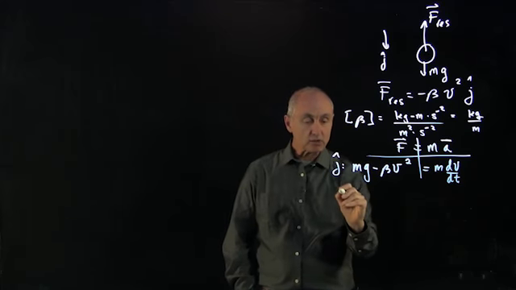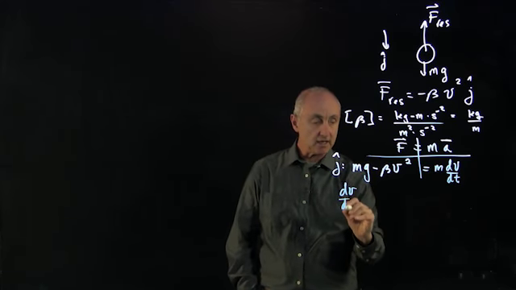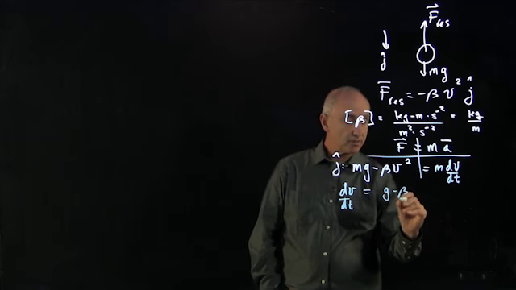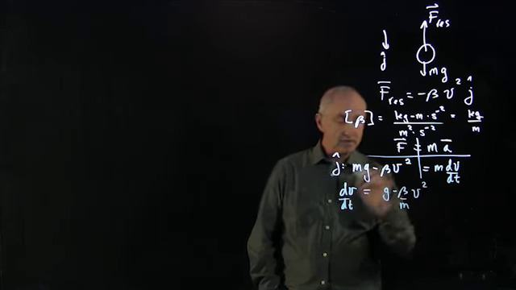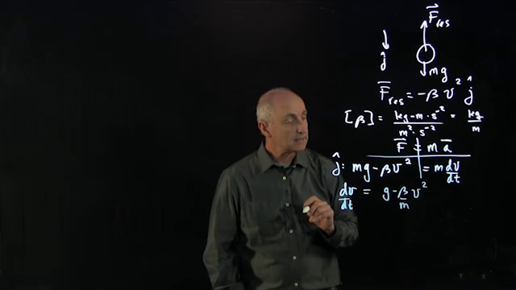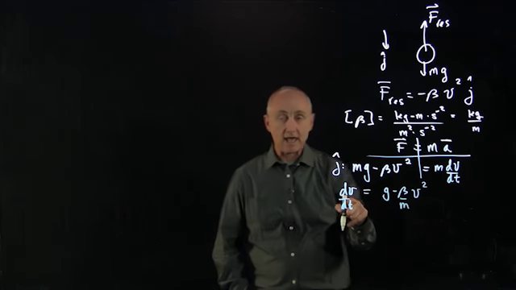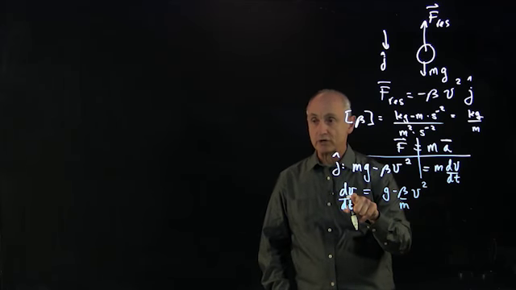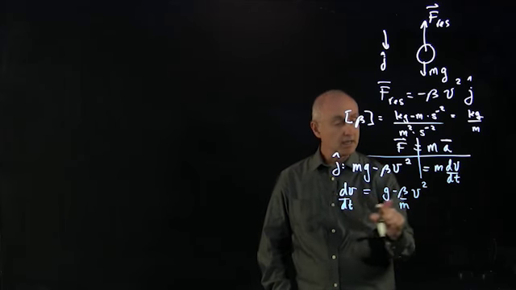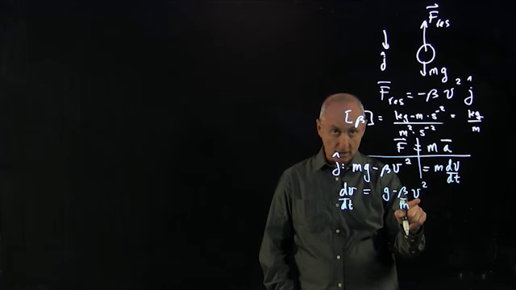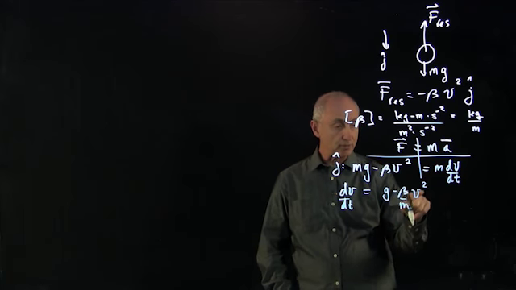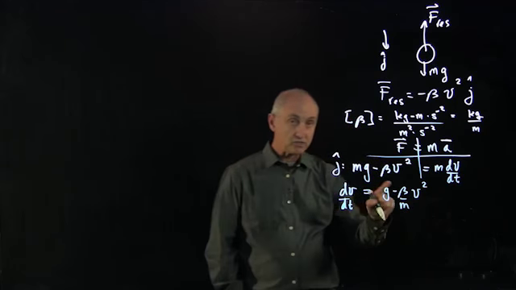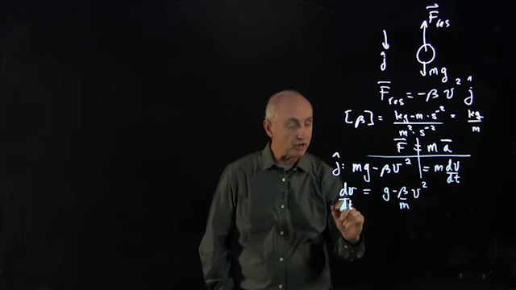Now we can rewrite this equation, dividing through by m, as dv dt equals g minus beta over m v squared. And this is a first-order differential equation. It's a nonlinear equation because the velocity term appears as a square, and there's a constant term. But we can still apply our technique of separation of variables.